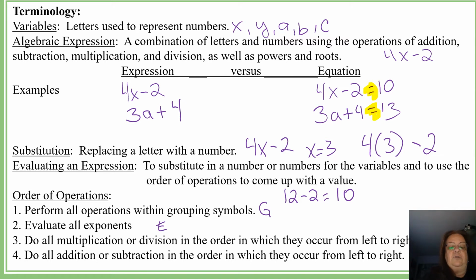All right, so do all multiplication and division as they occur left to right, like you're reading a book. And then addition, subtraction, same rule, left to right, as if you were reading a book. So notice your addition and subtraction are the very last things you do. Unless, of course, they're inside of a grouping.